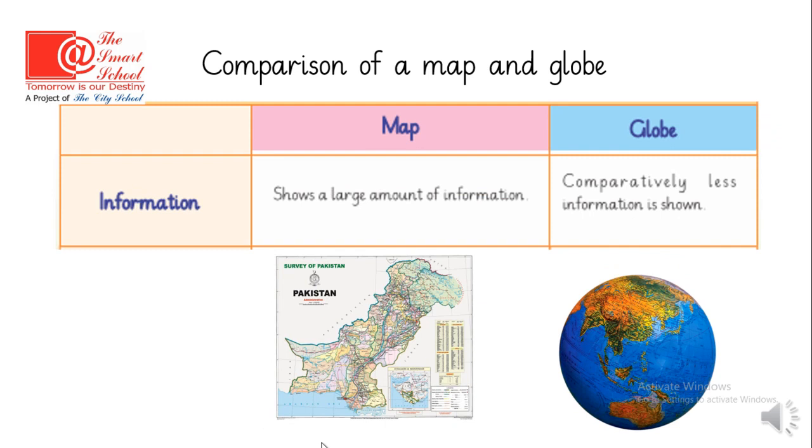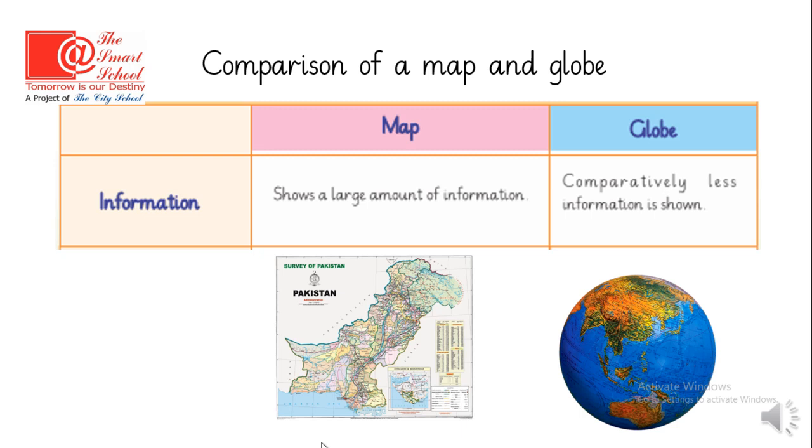Maps show a large amount of information, just like we discussed that it can be of any city, even of a town. And of course, it shows more information. Just like it can show you the network of roads in a city or in a country. It might show you the climate of a place. So maps show a large amount of information.